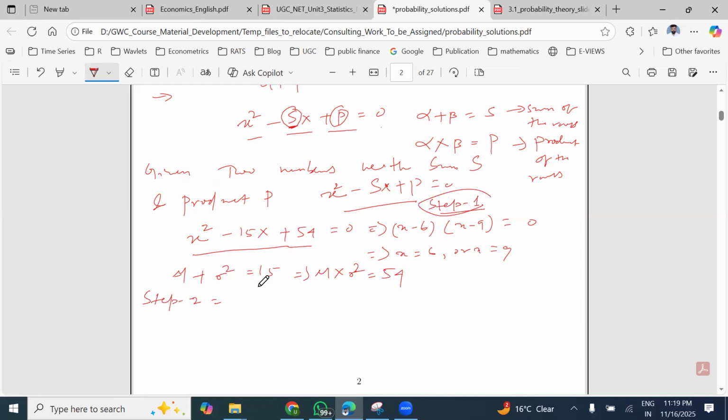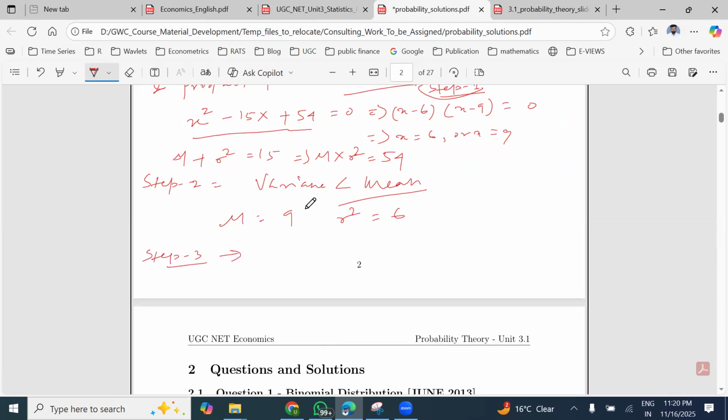Step number 2 is to identify that variance will always be less than mean. Please remember this: in the case of a binomial distribution, variance will always be less than mean. You can see our mu is 9 and variance is 6, so it is fine. Step number 2 is to cross verify. Step number 3 is to solve it quickly.